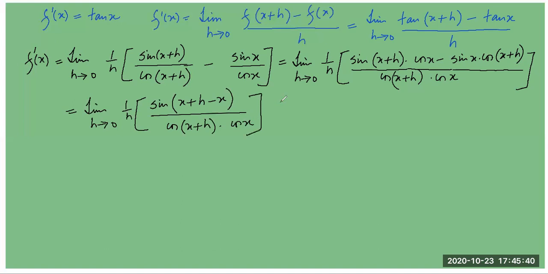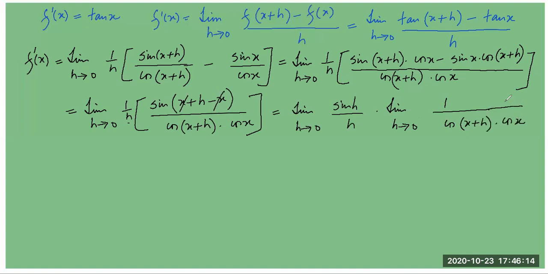All right, fine. This is done. So this is equal to limit h approaches 0. Yes, x cancels with x. So this is sine h, and use this h. So this will be very simple, sine h by h into limit h approaches 0, 1 divided by cos of x plus h into cos of x. All right, we have done this.